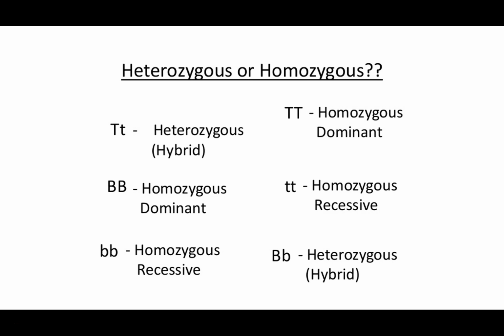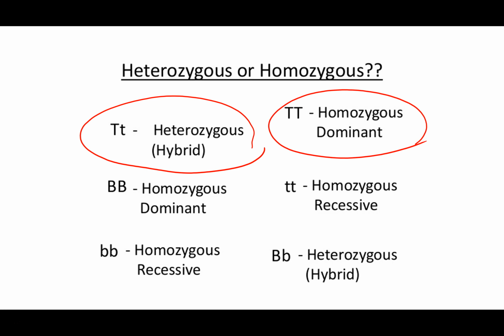Next, you need to be able to determine which name is homozygous dominant and which is homozygous recessive. If you have a big T and little t together, this is called heterozygous or hybrid. If you have big T together, it's called homozygous dominant. Little t together, it's called homozygous recessive. Good. Okay.